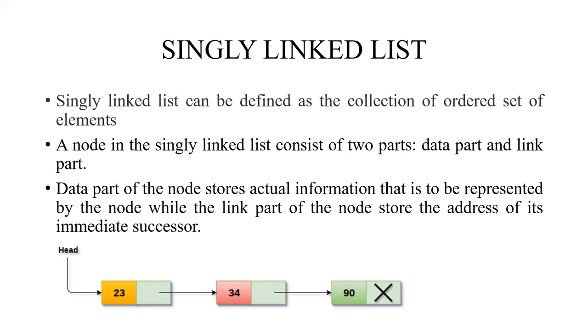So we have three nodes, where the first node contains the data 23, and along with that we have the link part which points to the address of the next node, that is 34. The second node contains the data 34, and the link part points to the address of the third node. The third node contains the data 90, and the link part indicates a null value. That is, after this node, there are no more nodes. So the link is going to be null here. And the head pointer is pointing to the first data, that is 23.